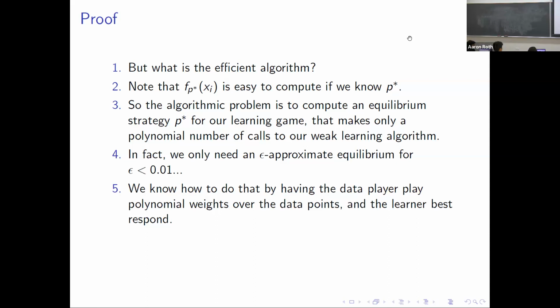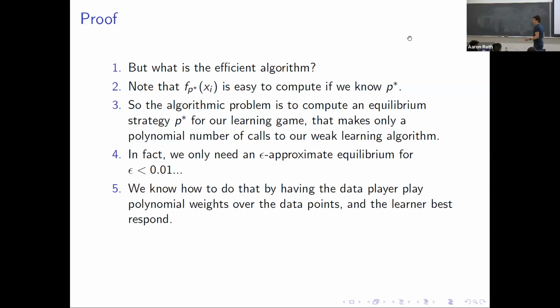And so we know how to do things like that, right? Remember, we studied learning dynamics in zero-sum games, and we proved they converge to approximate equilibria. There were a few ways to do it. Ultimately, all we needed to do was simulate play of the game so that both players had regret less than epsilon. So one way we could do that is we could have both players play the polynomial weights algorithm.